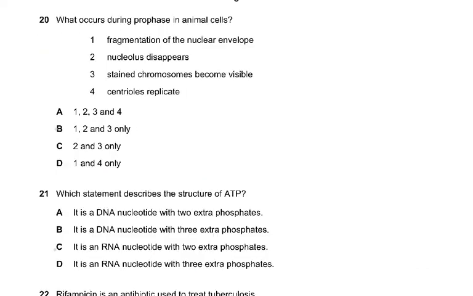Now, coming to question number 20. What occurs during prophase in animal cells? Fragmentation of the nuclear envelope, yes. Nucleolus disappears, yes. Stained chromosomes become visible. Why? Because they condense and shorten. Centrioles replicate, that's wrong. So that's why the answer was B, 1, 2, and 3 only.